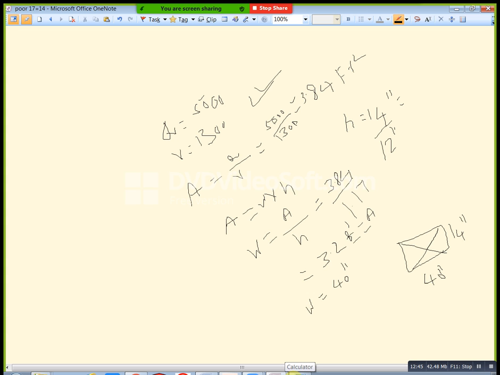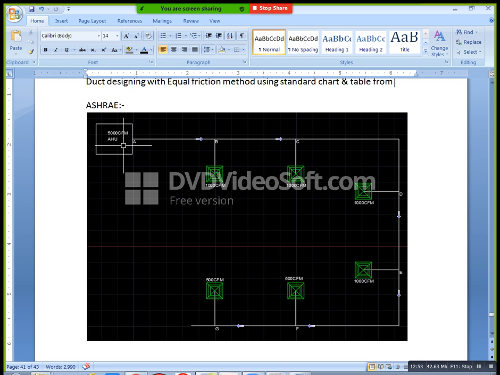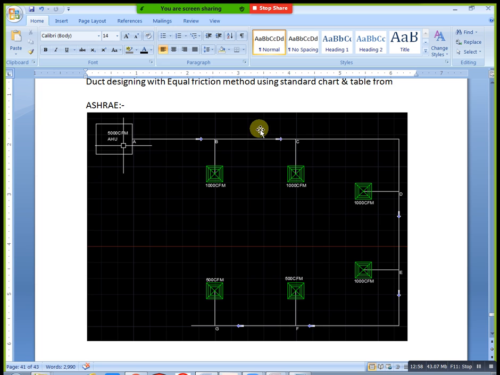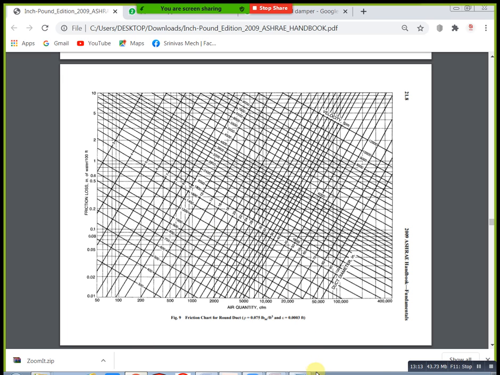Next, after this you will take the second one, section B2C. In this condition what happened? Here we have only 4,000. Remaining here we have the same 1,000. Sorry, here we are getting our 4,000 CFM and we don't know our FPM. Same friction, so again you go to your sheet. Same 0.08, but we need 4,000. 2, 3, 4, this is our 4,000 and 0.08.